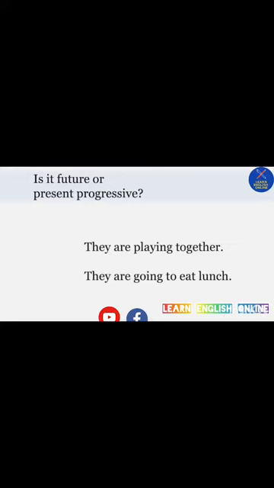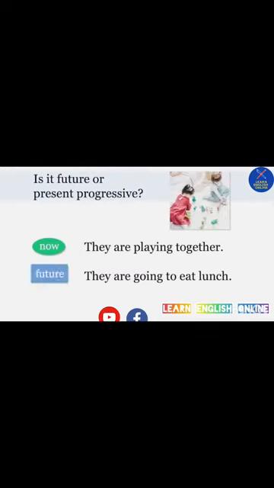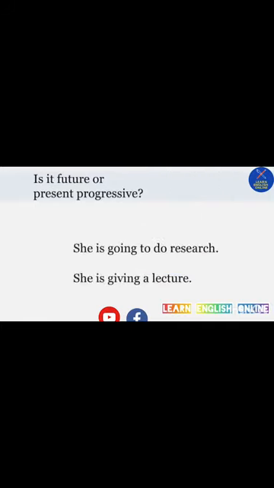Is it future or present progressive? They are playing together. They are going to eat lunch. They are playing together is happening now. Lunch is going to happen in the future. She is going to do research. She is giving a lecture. She is going to do research in the future. She is giving a lecture right now.